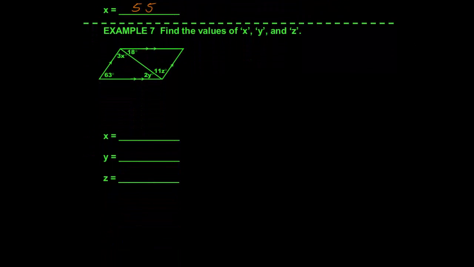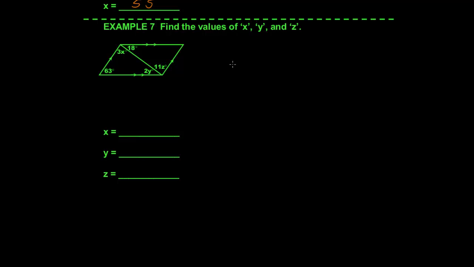And our last one, example 7. Find the values of x, y, and z. So here, let's look at what we can determine. We have our two arrows on this. That's going to signify that it is parallel with this line down below. And we also have parallel lines running right here. So we can look at these as two different sets of lines being cut by transversals.